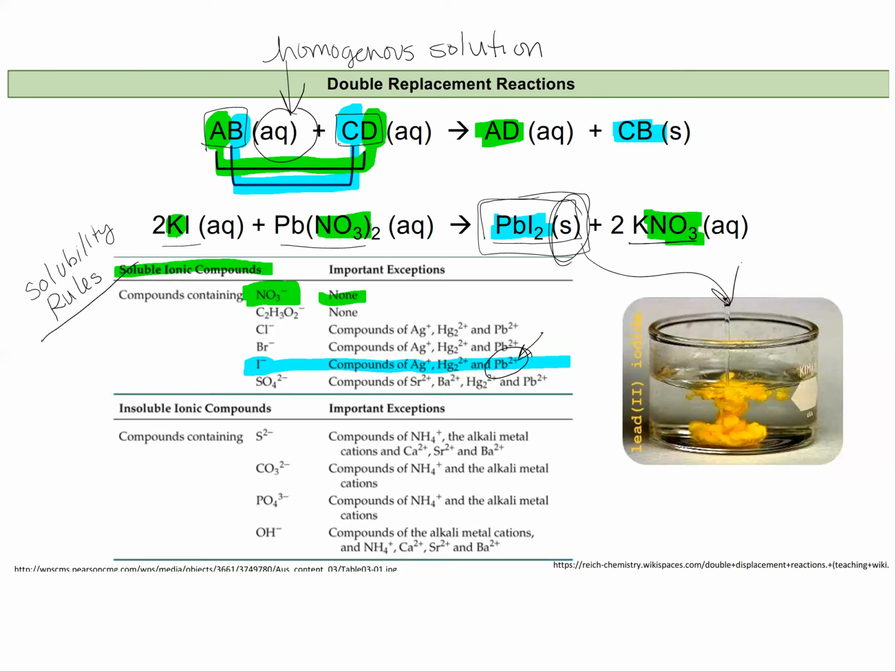So I need to swap the ions, then compare my products with my solubility rules. Determine if there is a precipitate. If nothing precipitates, if nothing turns into a solid, then there's no reaction that's really taking place, just mixed some things together. And if a precipitate or a solid does form, then we have a double replacement reaction.